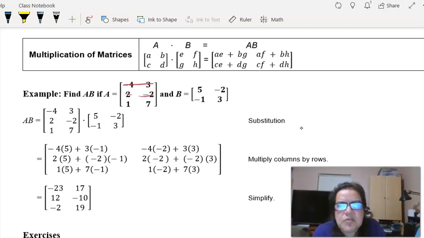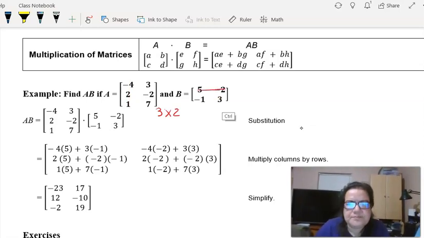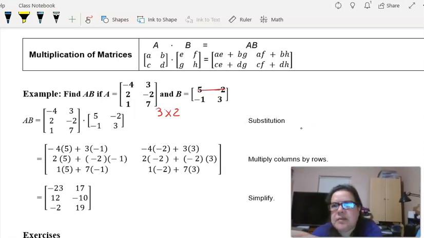This is 1, 2, 3 rows, so this is a 3 by, and how many columns? 1, 2. So it has 2 columns. So this is a 3 by 2. Over here, I've got 1, 2 rows. I can erase it, sorry. Let me try to use the eraser. Whoops.